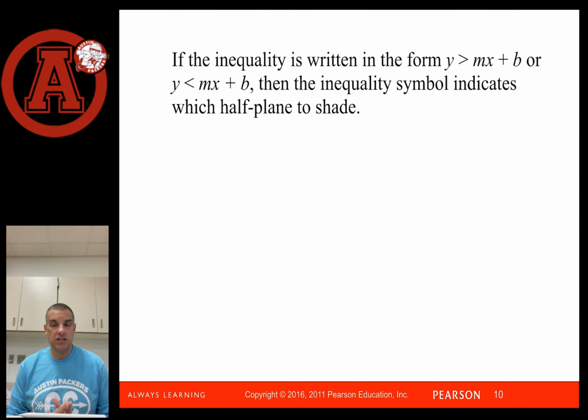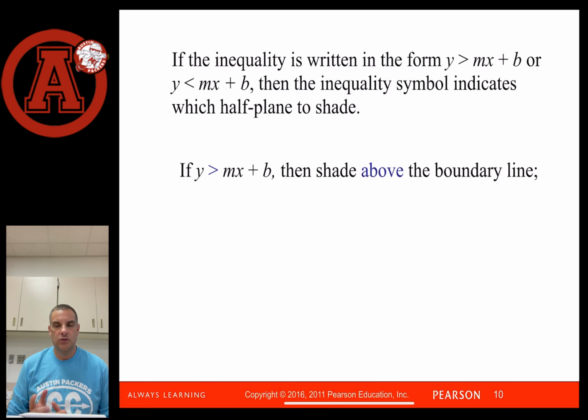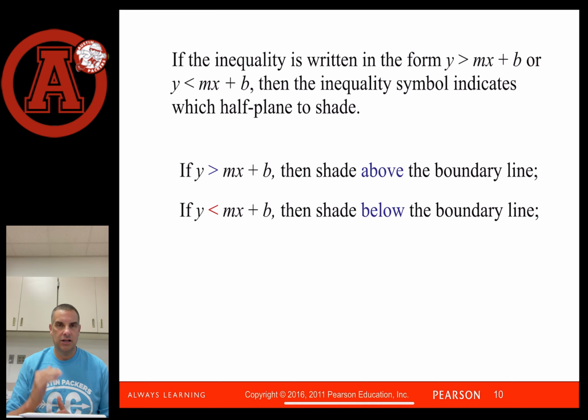So if the equation is written in the form y is greater than mx plus b, or y is less than mx plus b, the inequality symbol indicates which half of the plane you're going to shade. So if it's greater than, you're going to shade above the boundary line. If it's less than, you're going to shade below the boundary line. Now again, this only works if it's in the form y equals mx plus b.